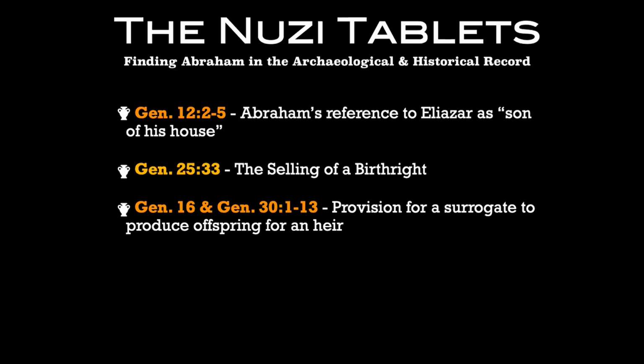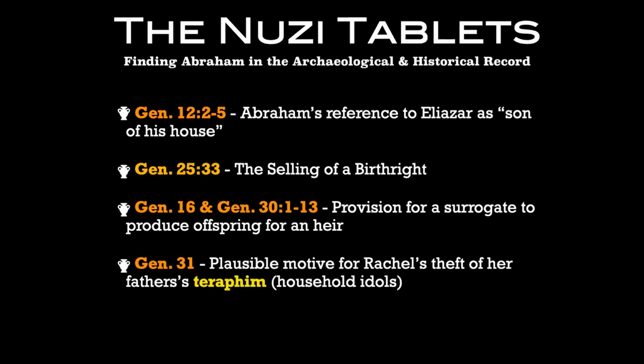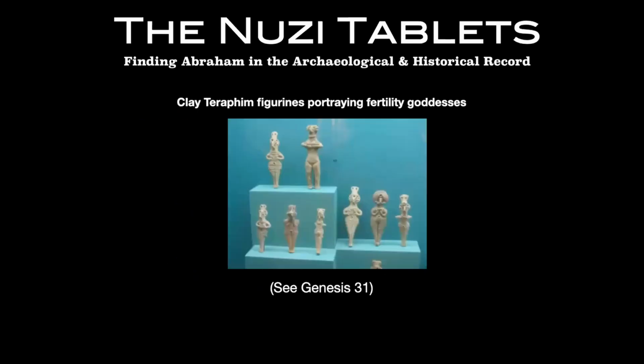But of course, God was not going to use Hagar. He was going to use Abraham and Sarah. But what this shows us in these Nuzi tablets is what they were thinking. They were following the practices of the day. And then one other thing is Genesis 31, a plausible motive for Rachel's theft of her father's teraphim, or household gods. Whoever owned the household gods had the inheritance. So this again explains why that would be the case.